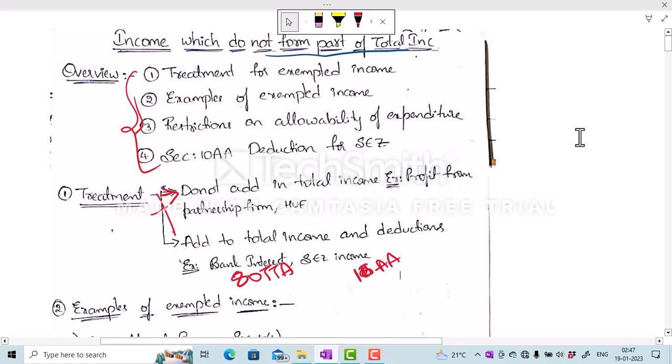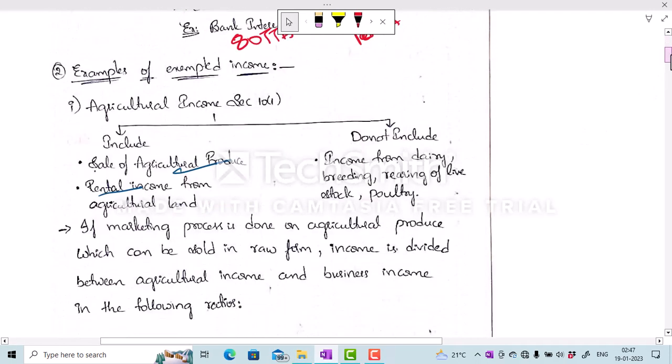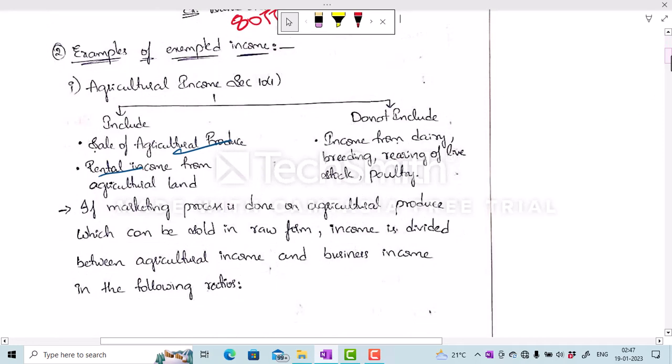When we come to the examples of exempted income, there are a lot of examples, but we will be discussing only a few which are important from the exam point of view. And the first one among them is agriculture income. Agriculture income consists of sale of agriculture produce, or rental income from agricultural land is also included in agriculture income. But it does not include dairy farming, breeding or rearing of livestock, poultry, etc.